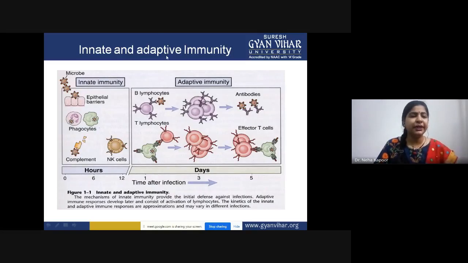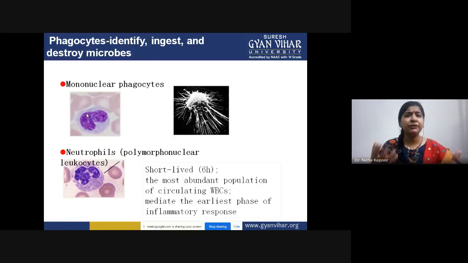If you talk about innate and adaptive immunity, we know about it. We have discussed this many times: there are epithelial barriers, innate defenses, external defenses, complement proteins play a role, natural killer cells play a role. If you switch to adaptive immunity, there are B lymphocytes and T lymphocytes. B lymphocytes produce antibody, T lymphocytes produce effector T cells. The phagocytes identify the foreign material, ingest it and destroy those microbes.